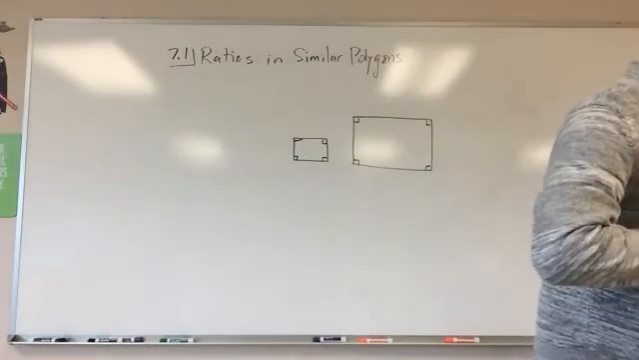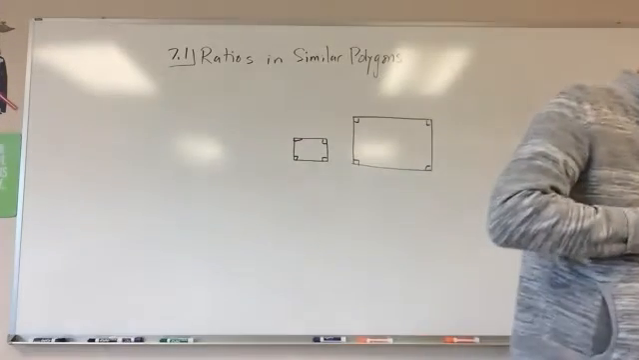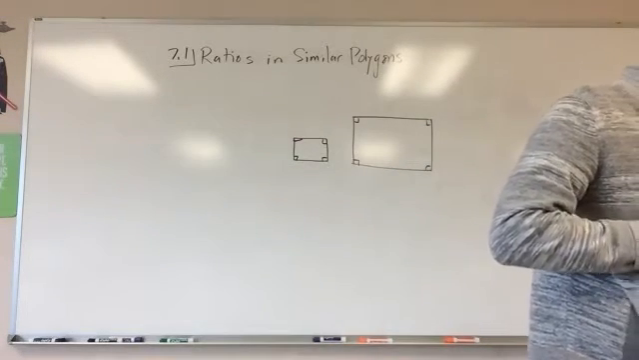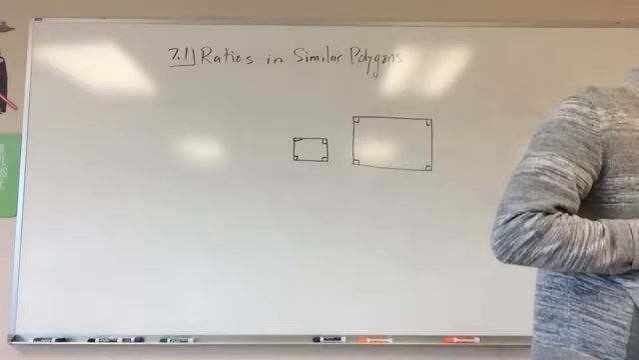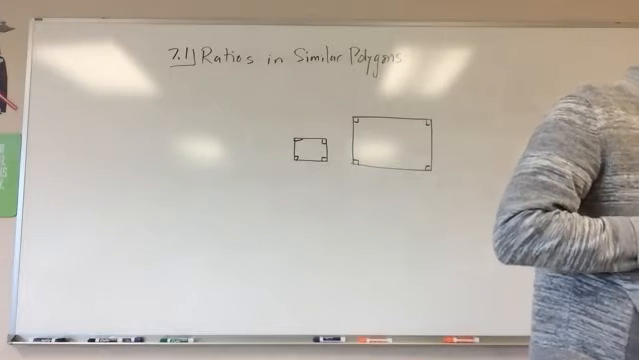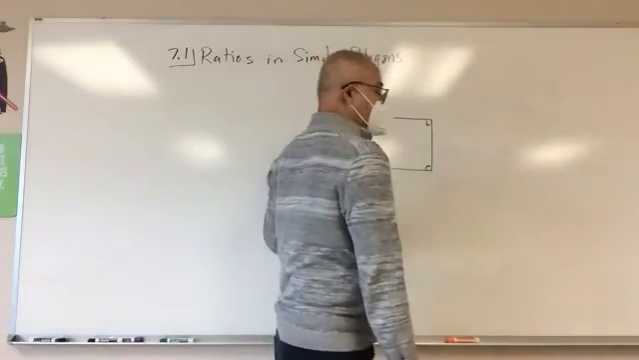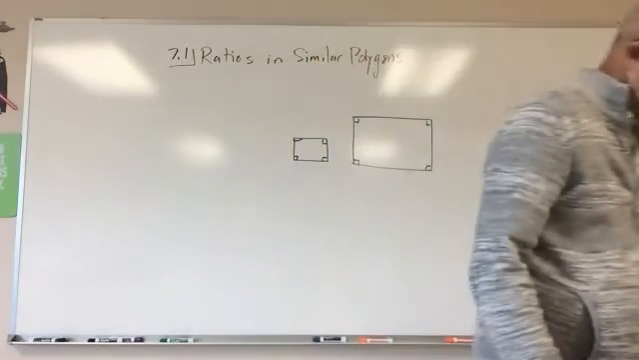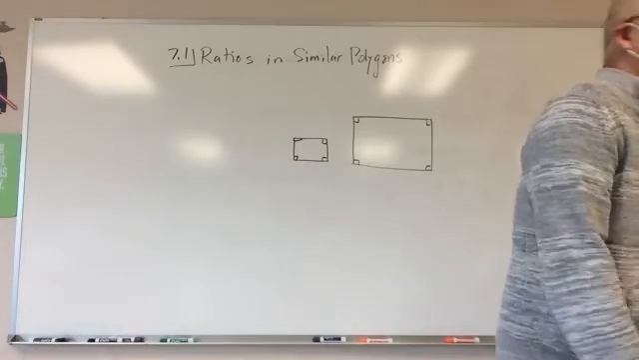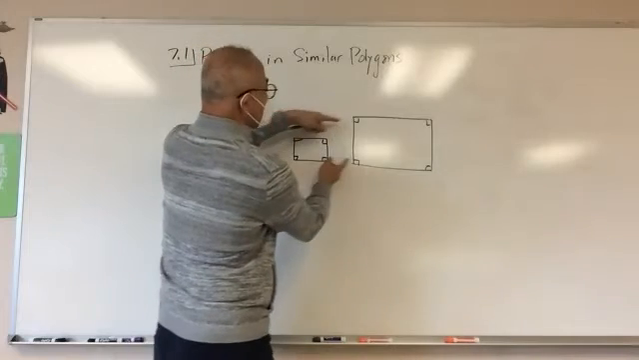So let's go to similar polygons. The definition is there in the middle of page 466. Two polygons are similar polygons if and only if their corresponding angles are the same, congruent, and their corresponding side lengths are proportional. In other words, they carry the same ratio.